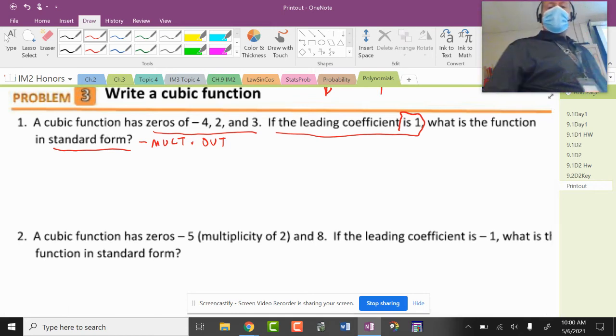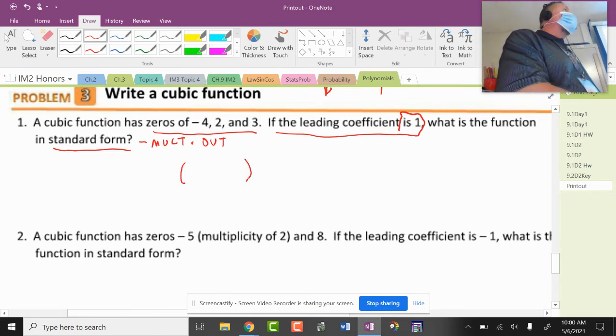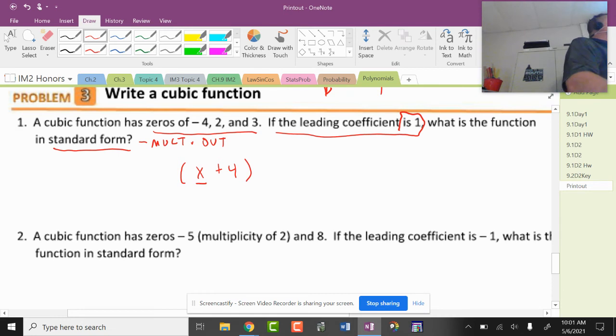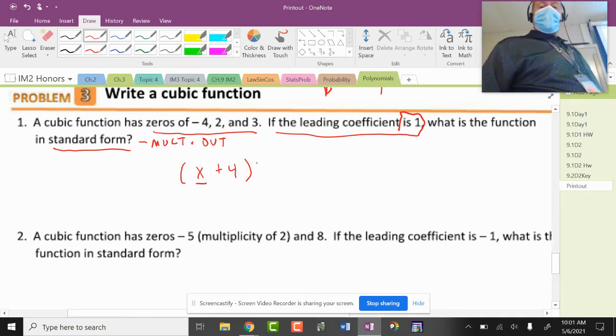So I guess reading the directions for you. But hey, what do we know about -4 is a 0? What does that mean as a factor? It's x plus 4. Why? Because when I plug in -4 for x, what's -4 plus 4? That's why it's called a 0. All right, and that's the reason. And then that means for 2, it's x minus 2. And then for 3, it's x minus 3.